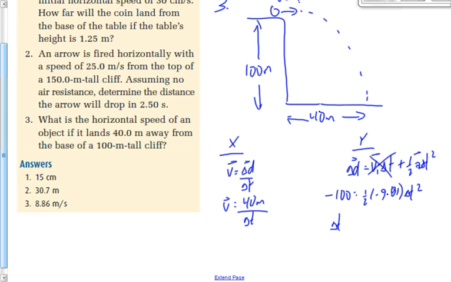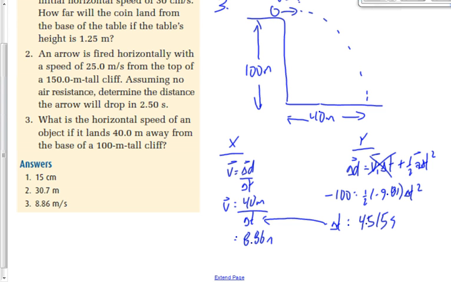And negative 100 divided by negative 4.905, it's going to be about 20. I'm going to say about 4.5-ish for the time. Who's got that? 4.515 seconds, which we're going to plug back into here. When we do that, we should get 8.86 meters per second.